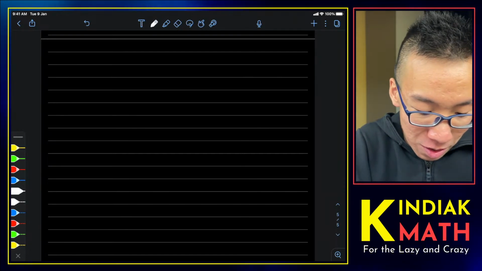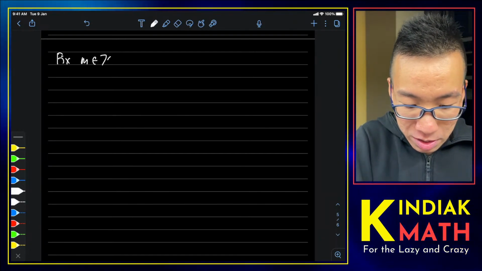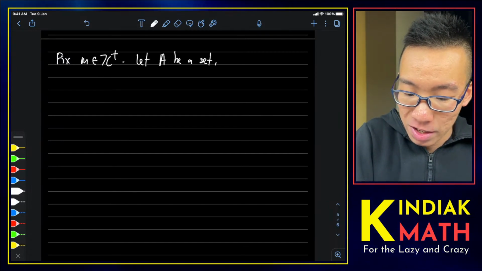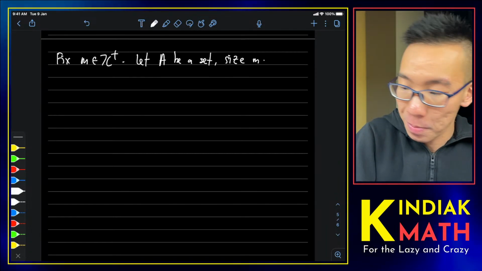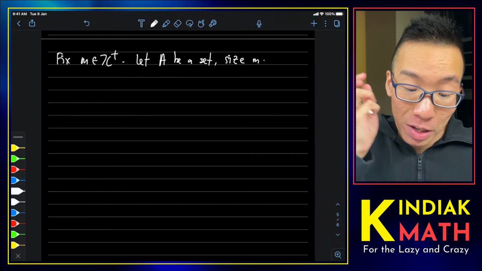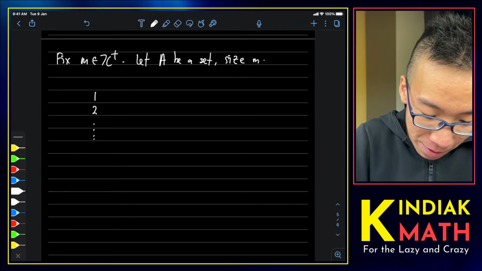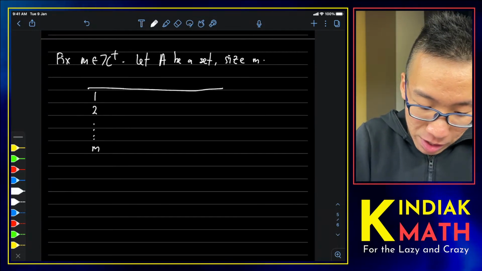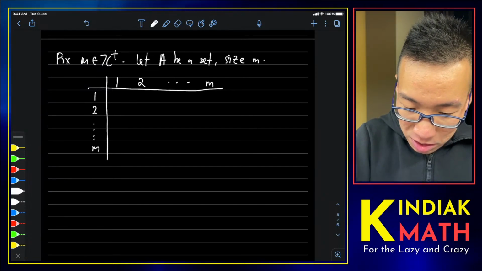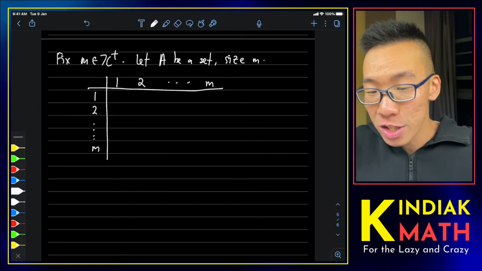Number of relations. So fix m as a positive integer. Let A be a set of size m. How many relations do we have on A? Now I'm going to make things a bit easier. I'm just going to say that A is 1, 2, all the way to m. Without loss of generality, I think we can do this. So how many relations do we have on A?